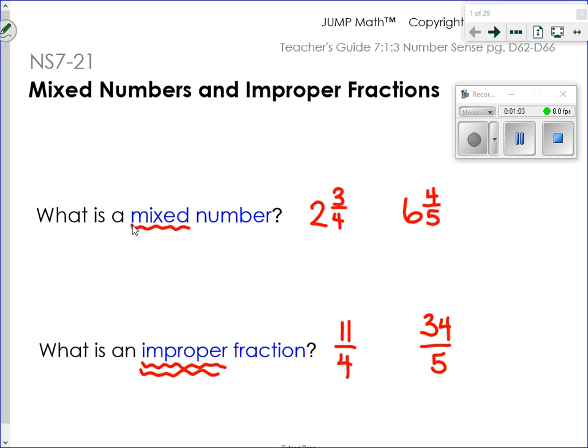Now, 11/4 names the exact same amount as the mixed number 2 3/4. And 34/5 also names the exact same amount as 6 4/5. Okay, today we're going to learn how we convert back and forth from mixed numbers to improper fractions, and from improper fractions back to mixed numbers.